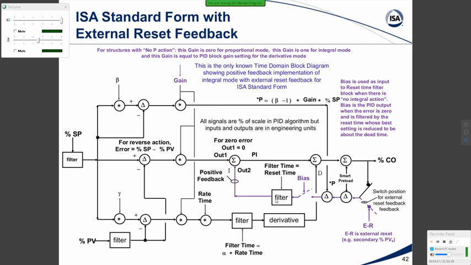One manufacturer kept it all along. And then the DCS that I used, the first version didn't have it, but the second version realized the value of this and went to the positive feedback implementation of the integral mode. And that is the key to the proper operation of external reset feedback that is so important for so many different capabilities of the PID controller.